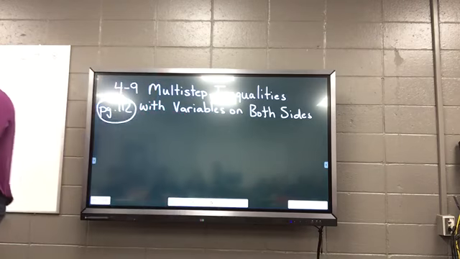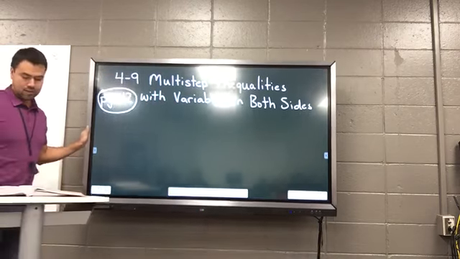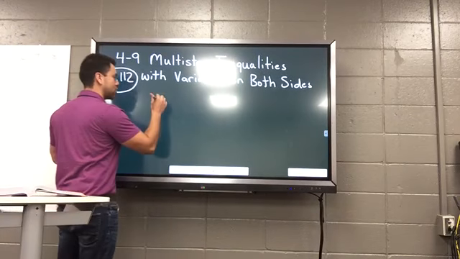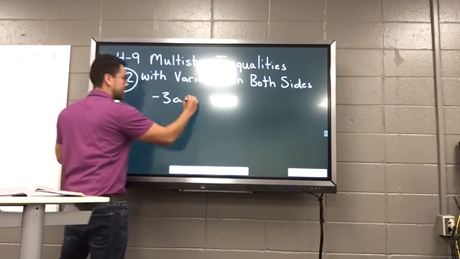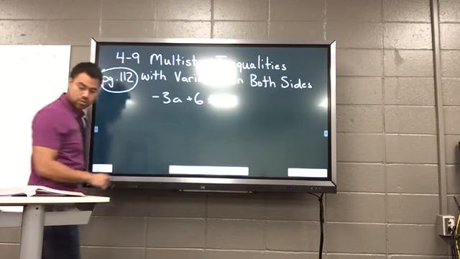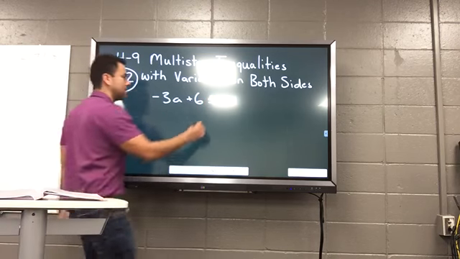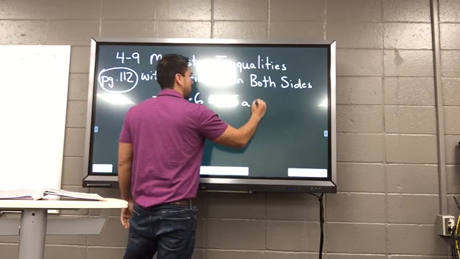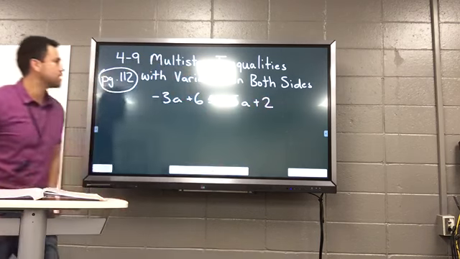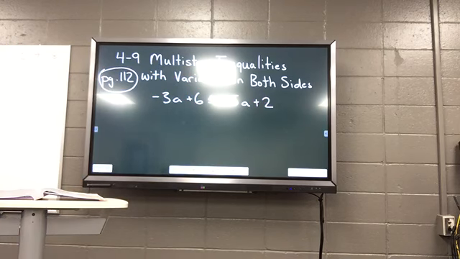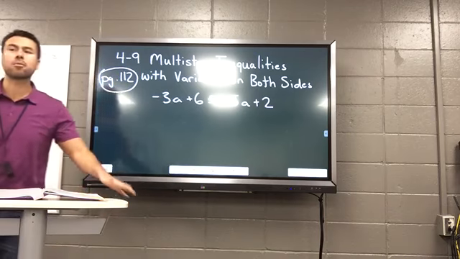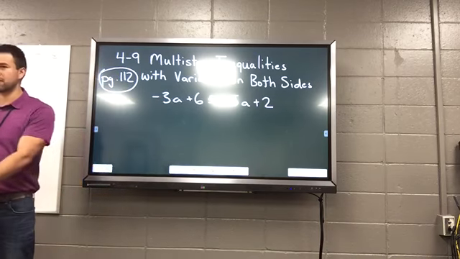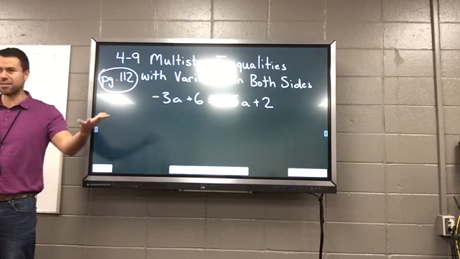So the first problem we're going to get, if you can write this down here: negative 3a plus 6 is less than or equal to negative 5a plus 2. So why do we call this multi-step inequalities with variables on both sides? Because variables are on both sides. Yeah, you have the variable here on both sides of the inequality. Does anyone remember what to do with that? Like, how do we handle that, if the variable's on one side and the other?